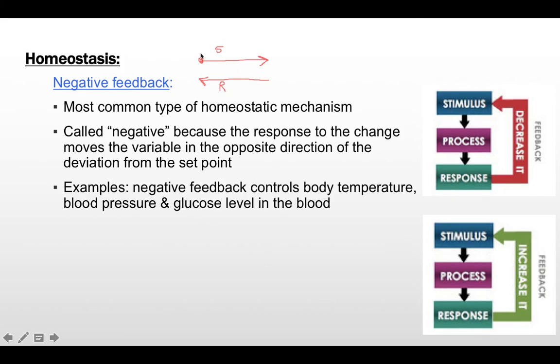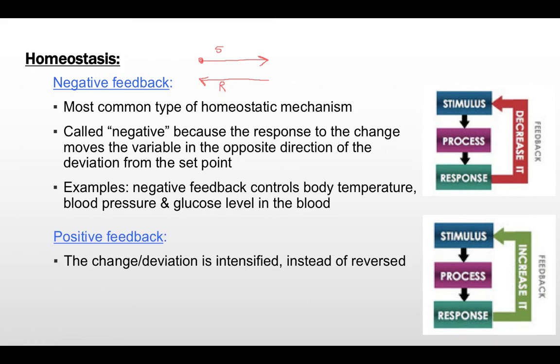Examples would be body temperature. So when your body gets too hot, the response is to cool it down. Also blood pressure or blood glucose level. If you get too much blood sugar, your body will try to lower it. Negative feedback.